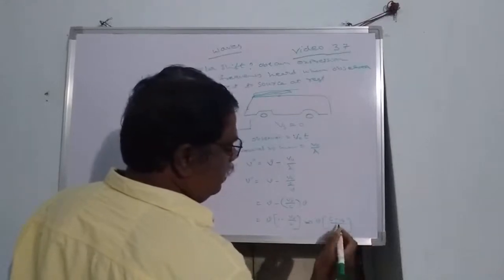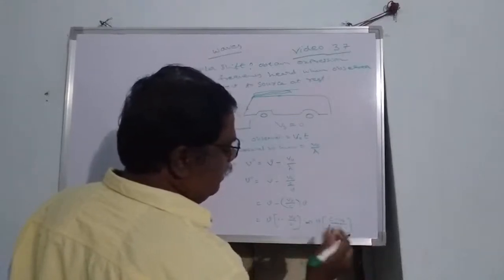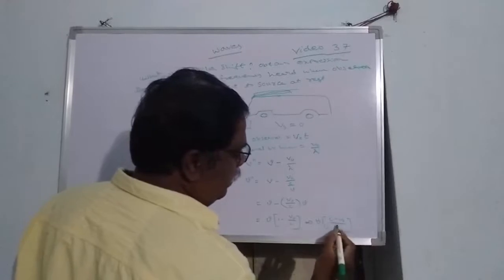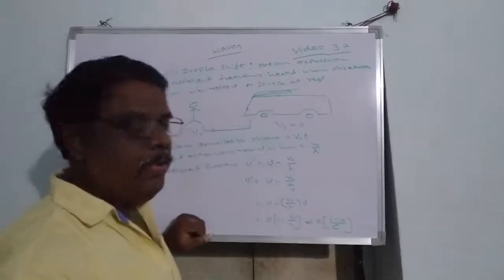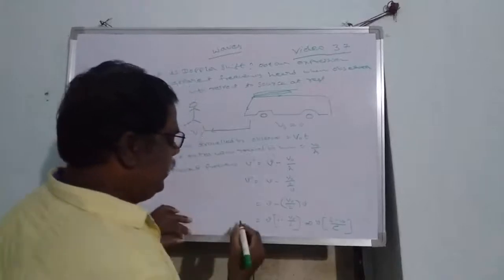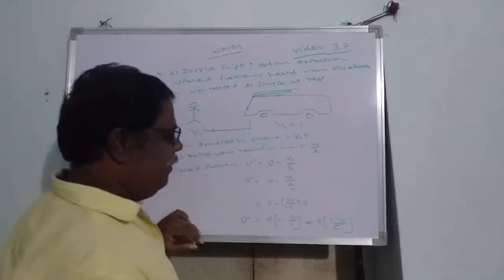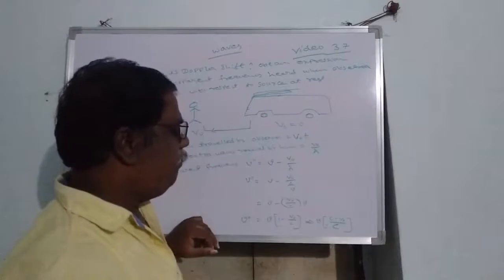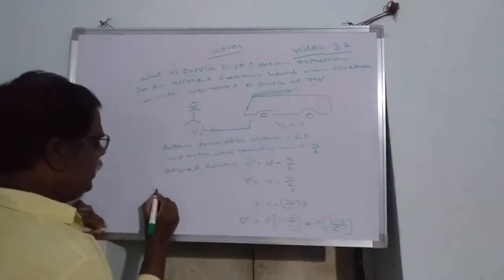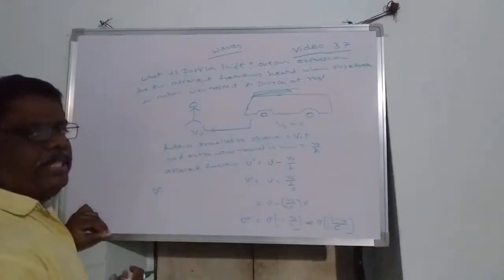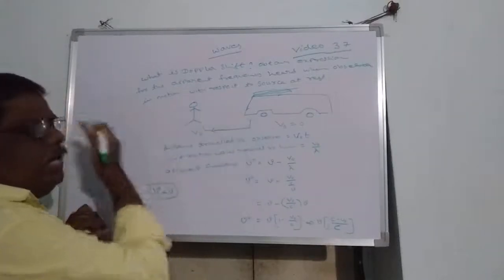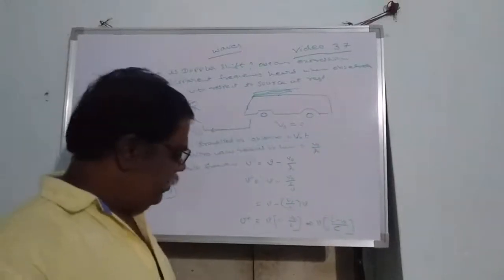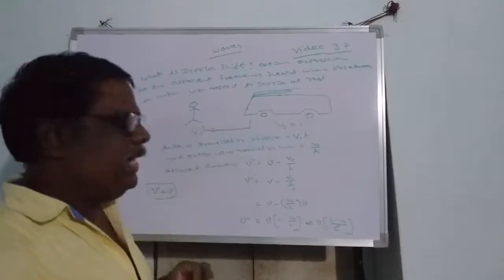Here again C is the velocity of sound in air, V naught is the velocity of the observer, mu is the actual frequency, and mu double dash is the apparent frequency. So mu double dash, the apparent frequency, is less than the actual frequency because the observer is moving away from the stationary source. The frequency decreases.